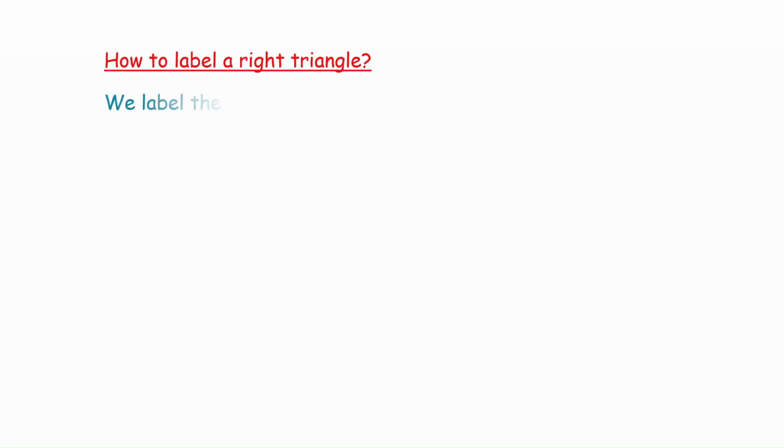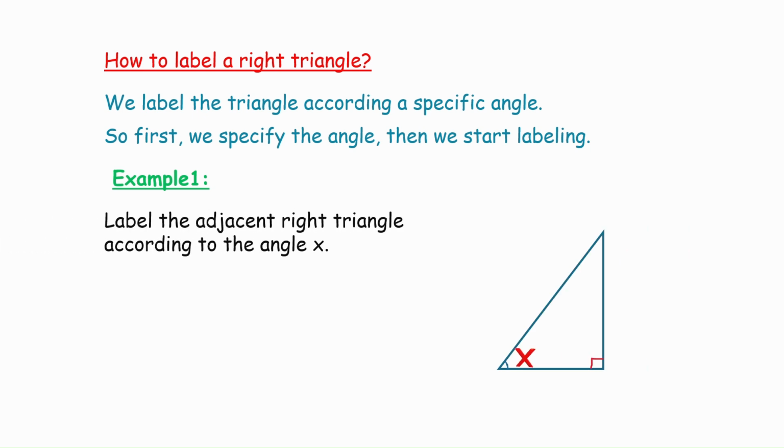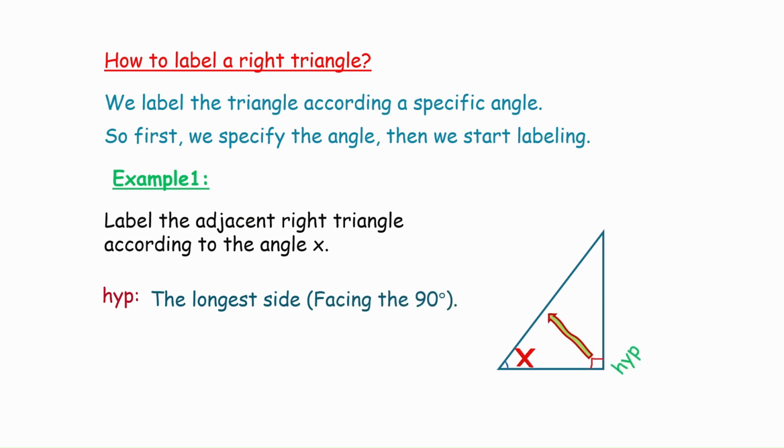So, how to label a right triangle? We label it according to a specific angle. Let's take an example about labeling a right triangle. Example 1. Label the right triangle according to the angle x. Hype, which is the longest side, facing the 90-degree angle. Here is the hypotenuse side or hype.